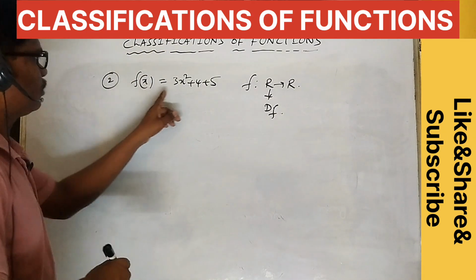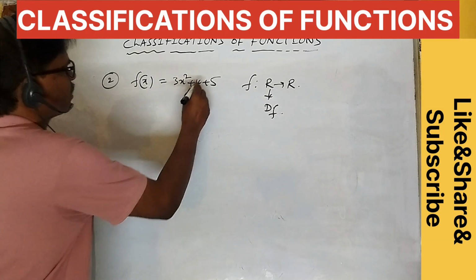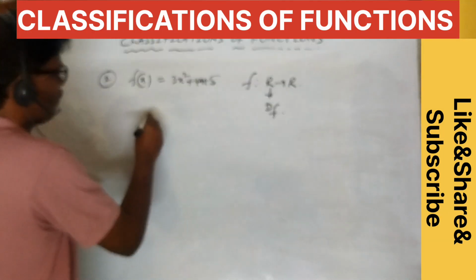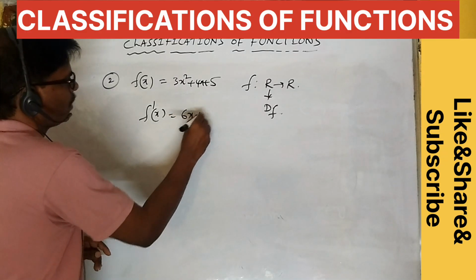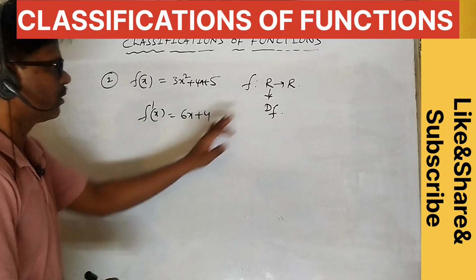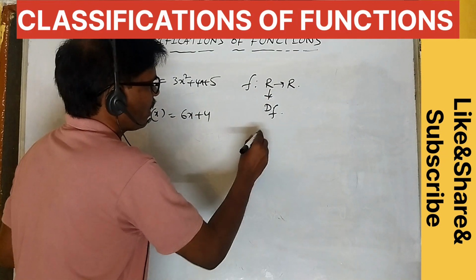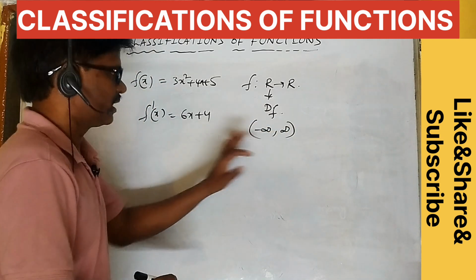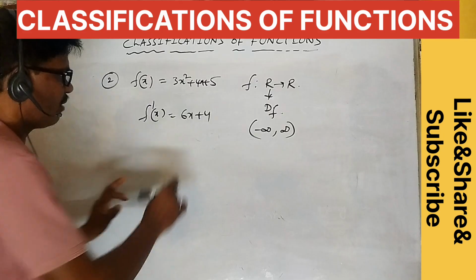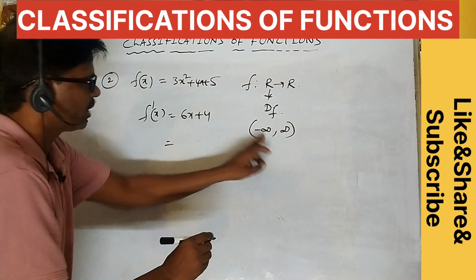Question number 2: f(x) is equal to 3x² + 4x + 5. What is f'(x)? f'(x) is equal to 6x + 4. What is the domain? The domain of the function is minus infinity to plus infinity. Write the values in this case. Here, negative values.